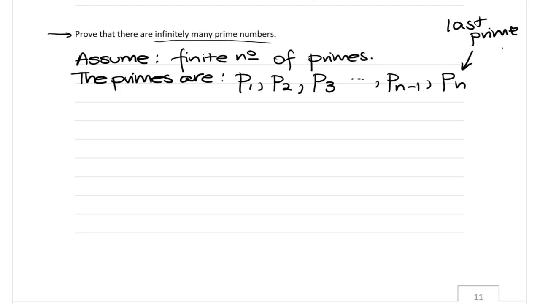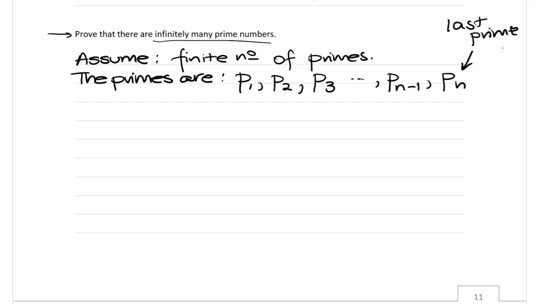So Pn, n would be the number, how do I explain that? Just like we had P1 was the first, P2 was the second, P3 was the third, Pn, whatever that number n is, represents the location of the last number in the list. There we go. And n would represent the number of prime numbers. So n minus 1 just represents the number before Pn, so the second largest prime.